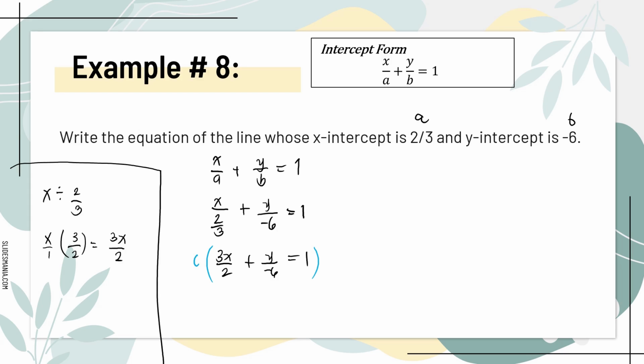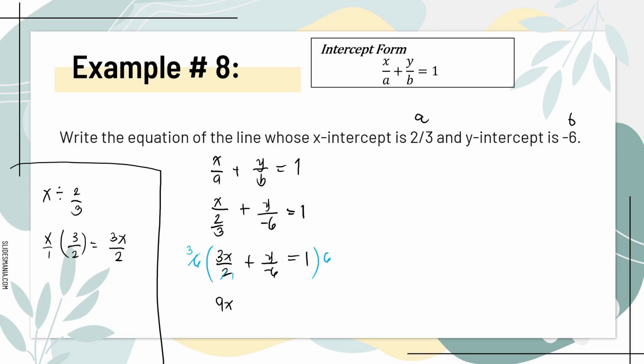6 na lang gamitin natin, para hindi tayo mahirapan. So, let's do it. 6 times 3x over 2, we could cancel this one. 1, 2, ito 3. Thus, our answer will become 3 times 3x, that is 9x.